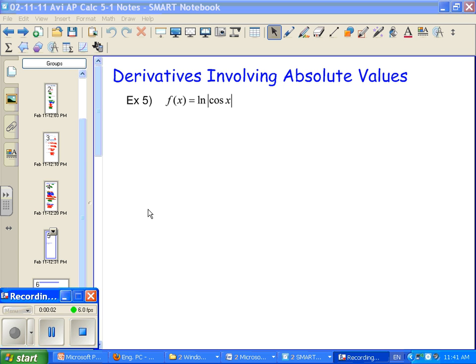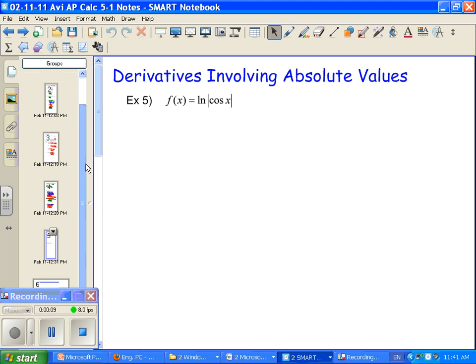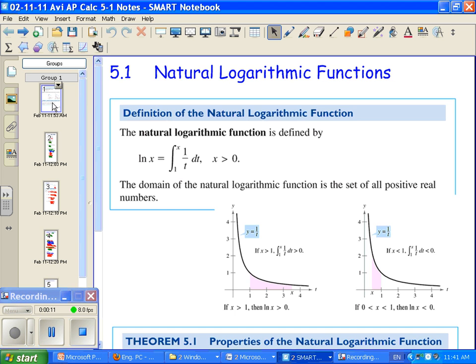The last thing that we didn't go over yet is derivatives involving absolute values. Now there was that little, this is the second part. I believe it was on one of these slides, way back up here.